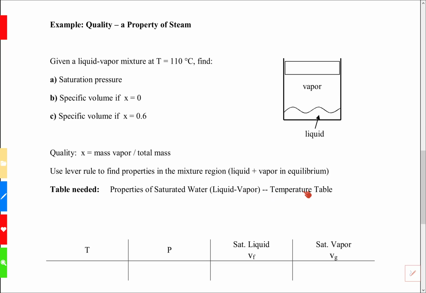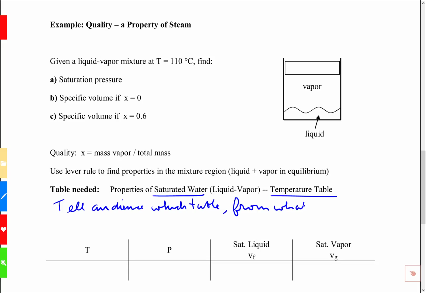Whenever you use a table, you need to tell your audience which table. So that's the saturated water temperature table. And then from what source? If it's a book, you need to give the page number. If it's a web page, you need to give the web address. Whatever it is, you've got to be absolutely specific on where that table came from.